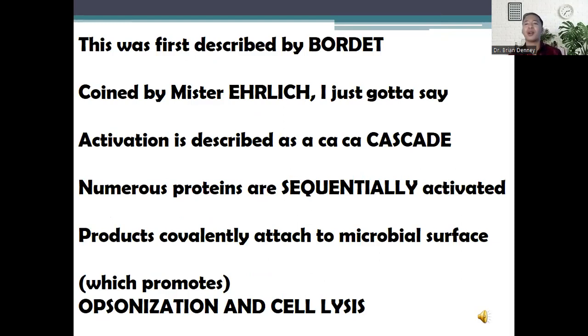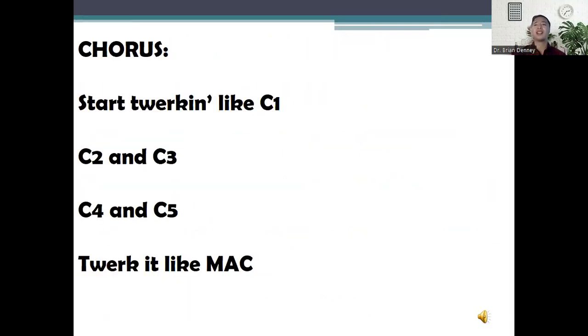This was first described by Bordet, coined by Mr. Ehrlich, just gotta say. Activation is described as a cascade. Numerous proteins are sequentially activated. Products covalently attached to microbial surface, which promotes opsonization and cell lysis. Start looking like C1, C2 and C3. Join me guys. C4 and C5.